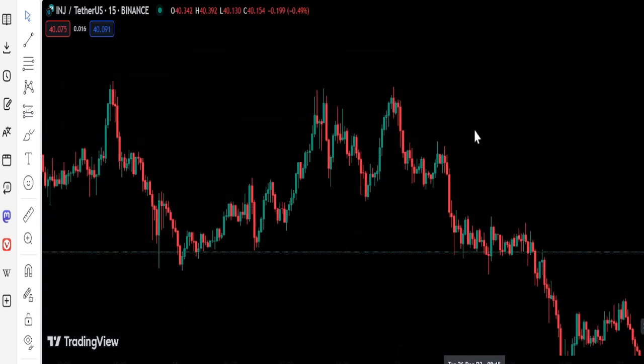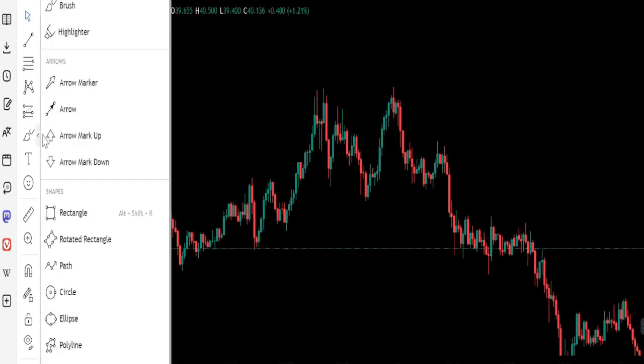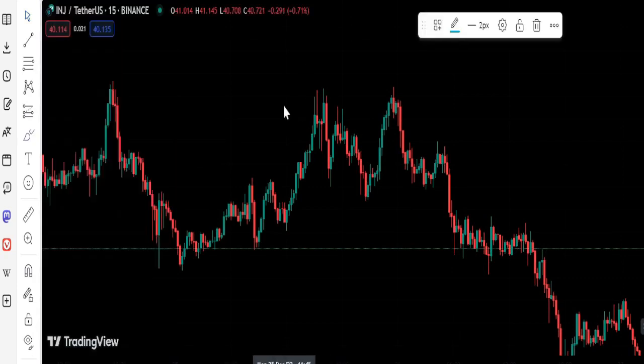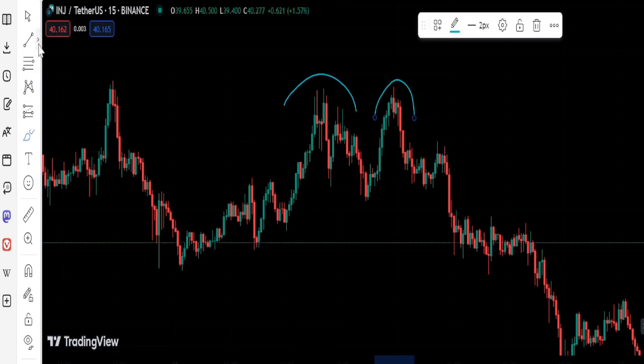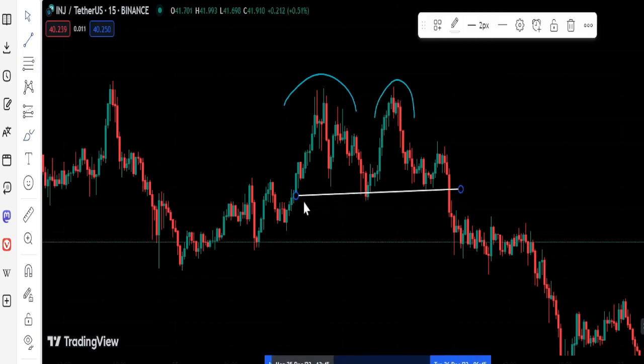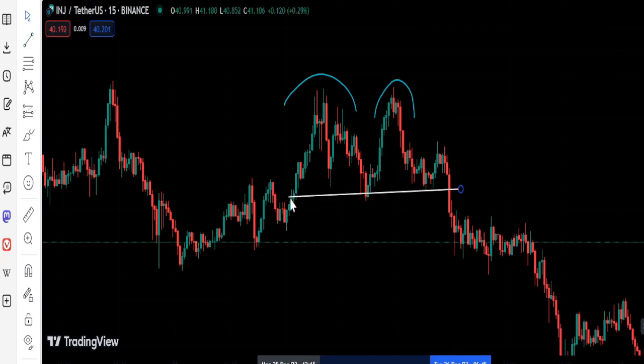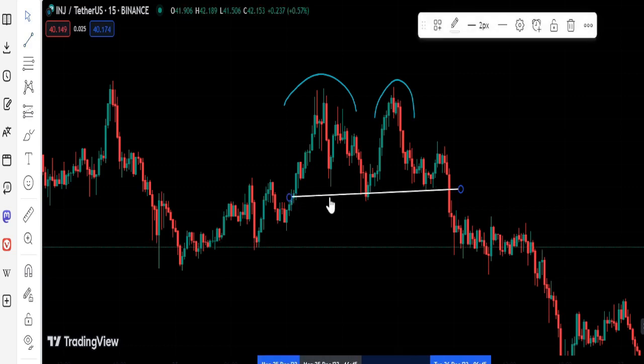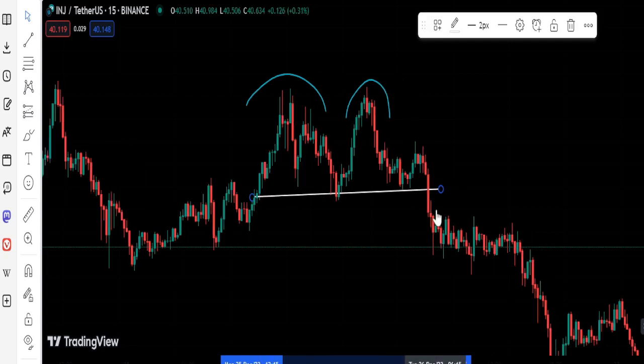Okay, so if we consider this as our top, then this is our double top, right? And this is our neckline here. This is our neckline, right? So we see that confirmation only occurs once this price has been broken, right? Once this price has been broken, we can confirm that this pattern is valid.